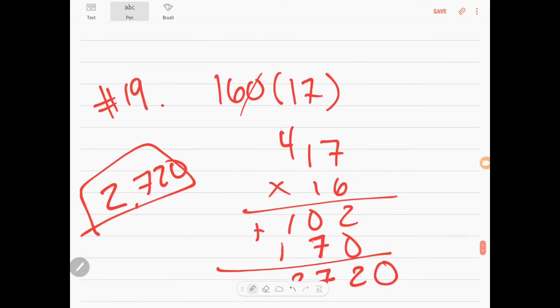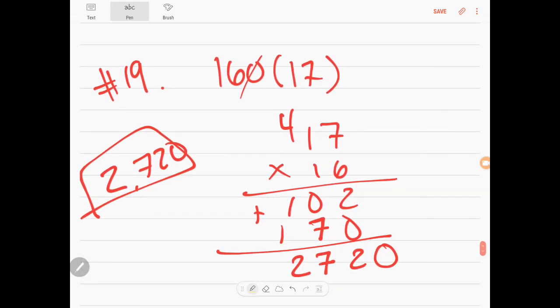Number 19. It's just a simple problem. 160 times 17. Because I know my rules are 0, I cross out the 0. I do 17 times 16. I get 272. And then that 0 that I crossed off right there, I just add it to the end of my problem. So the answer is 2,720.